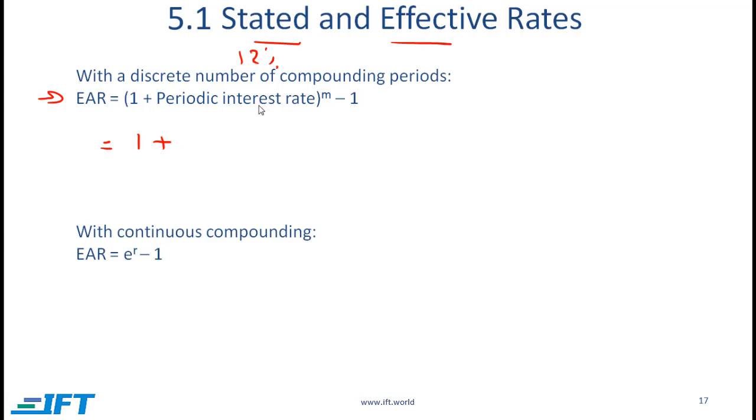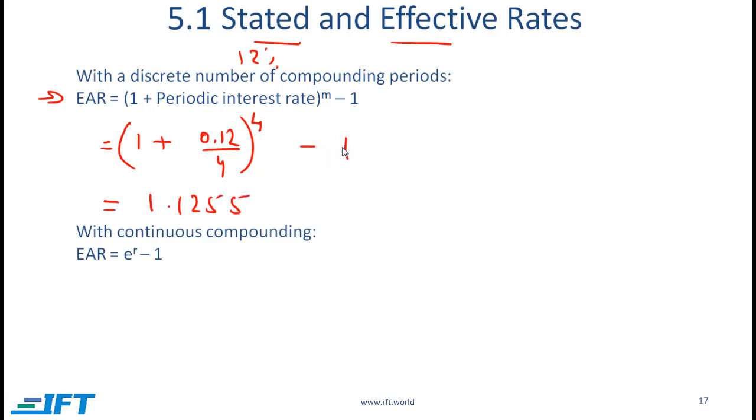Let's say that we are doing quarterly compounding. Then the periodic interest rate is equal to 0.12 divided by 4. So that would mean that the periodic rate is 0.03 or 3%. We raise this to the power of m, that's the number of periods in a year. If we have quarterly compounding, that would be 4, and then minus 1.